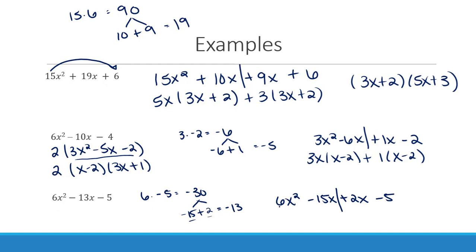Split it down the middle so I can take out a 3x, which is going to leave me with 2x and then minus 5. I can't take out anything here, so I'll take out a 1, which also leaves me 2x minus 5. So rewriting this problem, I would have 2x minus 5 and then 3x plus 1.